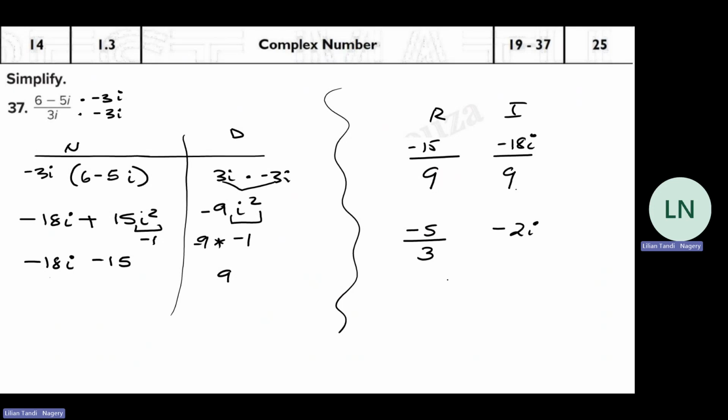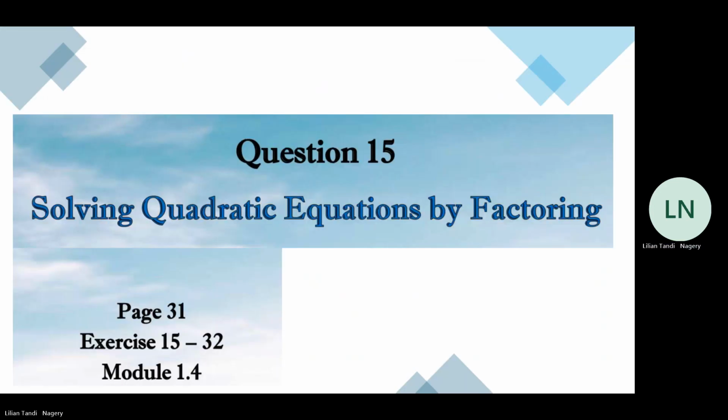So then you write your answer. That's your answer, but they're far away. Bring them close together. So negative 5 over 3 minus 2i. Okay? I'll continue from here later.